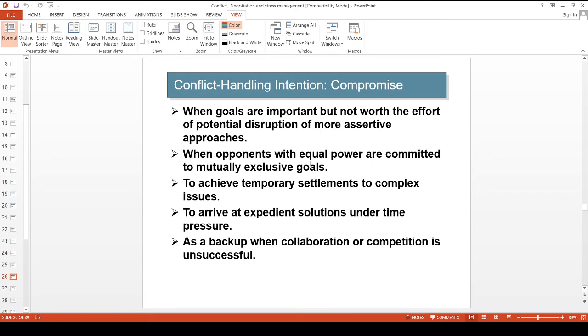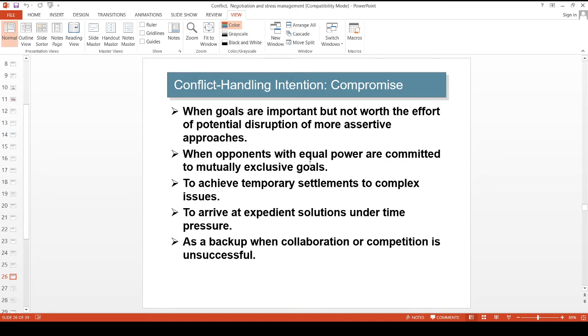Mutually exclusive goals are those goals which cannot be agreed by both parties at the same time. So in this case, you will have to compromise. You will have to have a win-win sort of situation. Both of the parties will have to compromise on something.